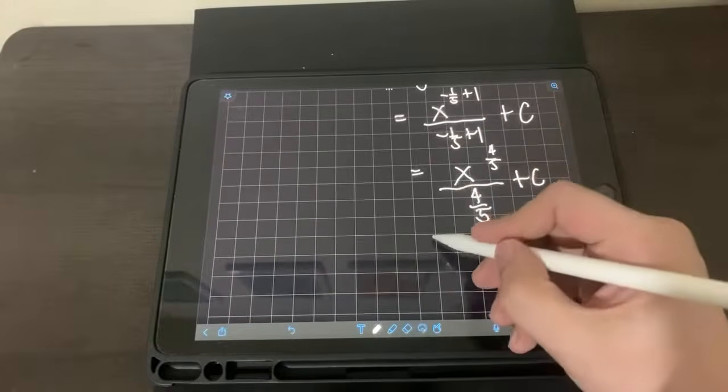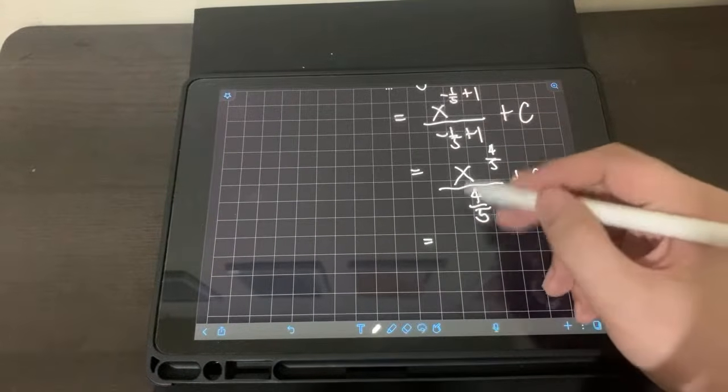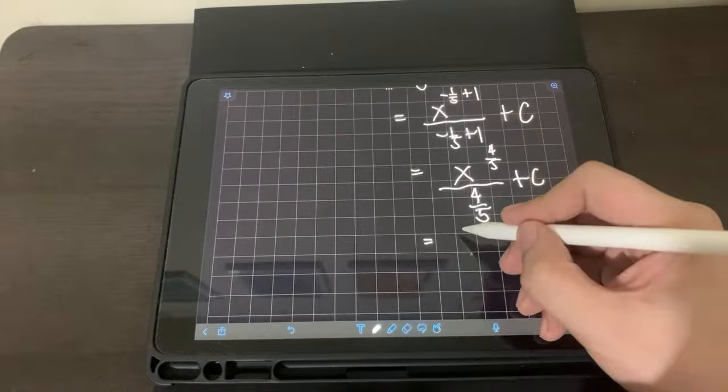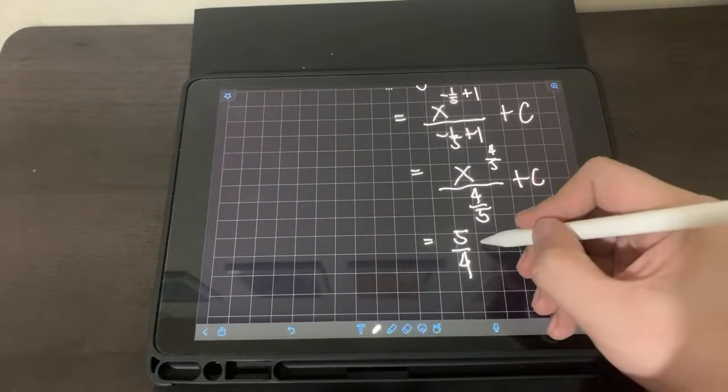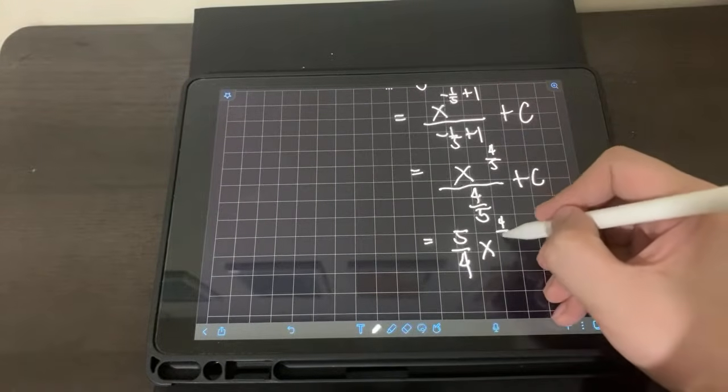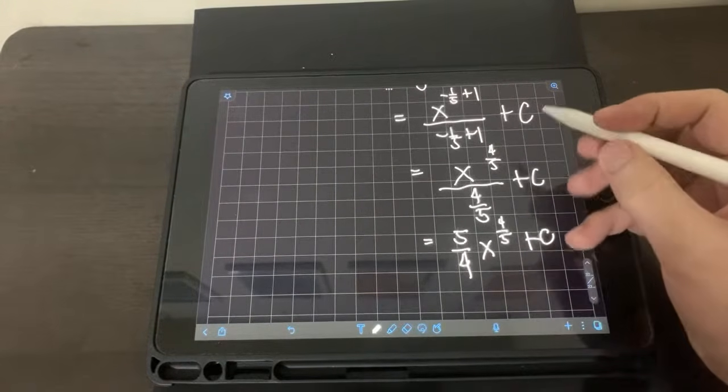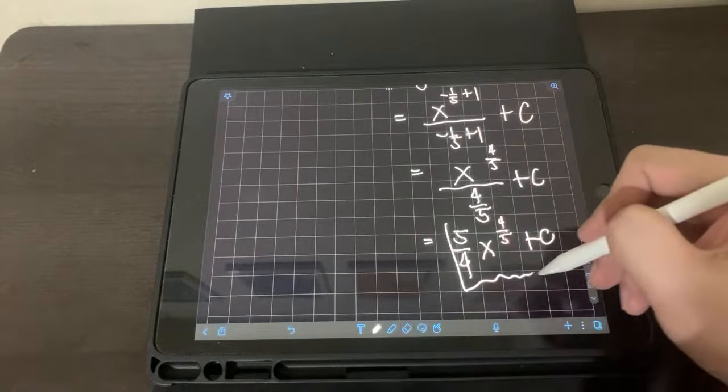And then, simplifying further, you get the reciprocal of this denominator. So, the reciprocal of 4/5 is 5/4 x raised to 4/5 plus c. So, this is the final answer.